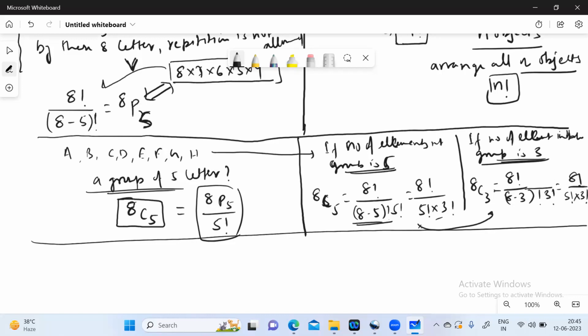Yes, sir. Okay. So now we will be talking about... tell me. Could you repeat the last part wherein you said that a group of 5 or a group of 3 will actually be the same combination? Because when you calculate 8C5, you will finally get this number. And 8C3, if you want to calculate the number of groups with 3 elements, you will again get this number. So these two are the same.